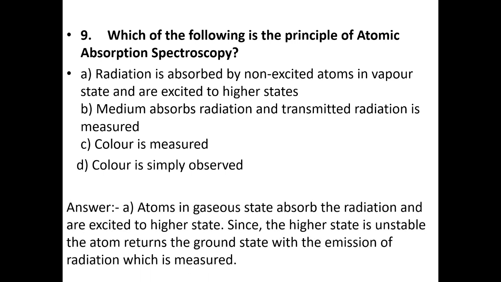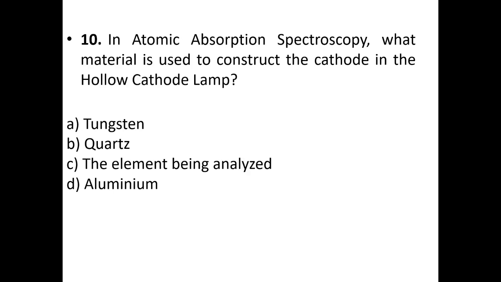Atoms in gaseous state absorb the radiation and are excited to higher state. Since the higher state is unstable, the atom returns to ground state with the emission of radiation, which is measured in AAS. 10th question. In AAS, what material is used to construct the cathode in the hollow cathode lamp?